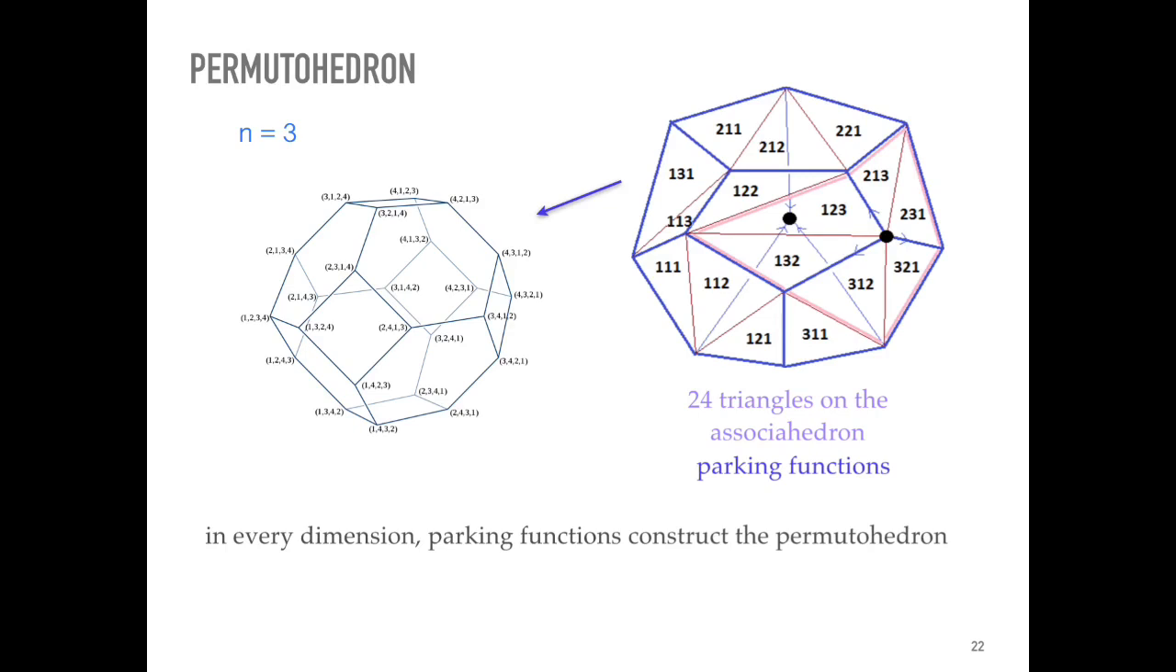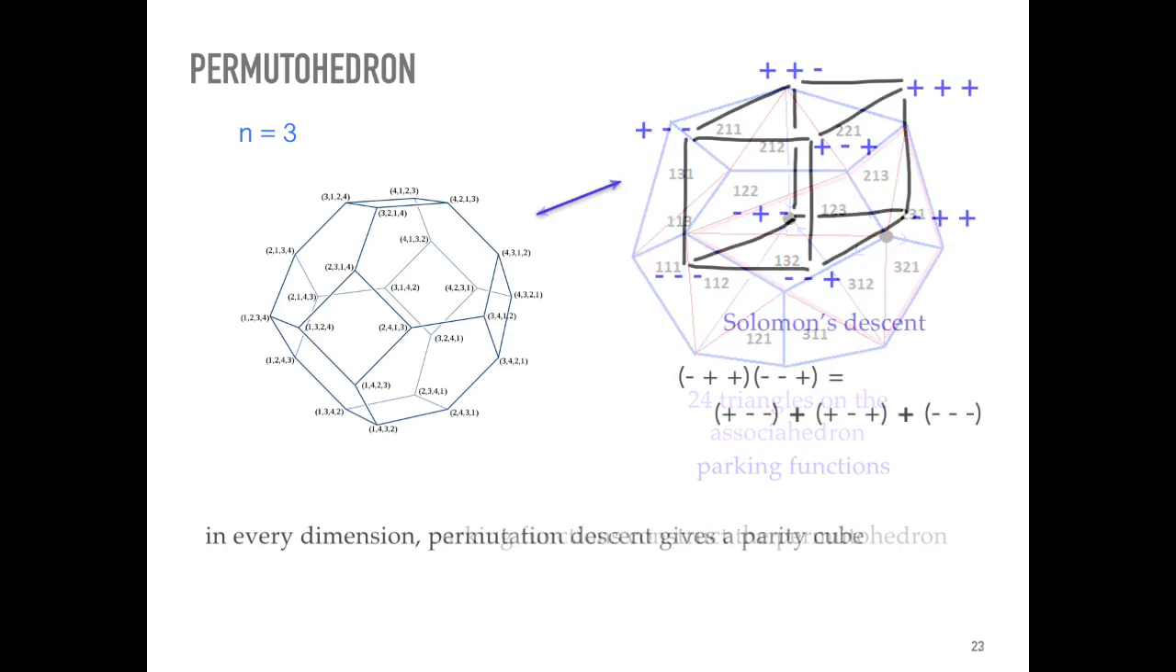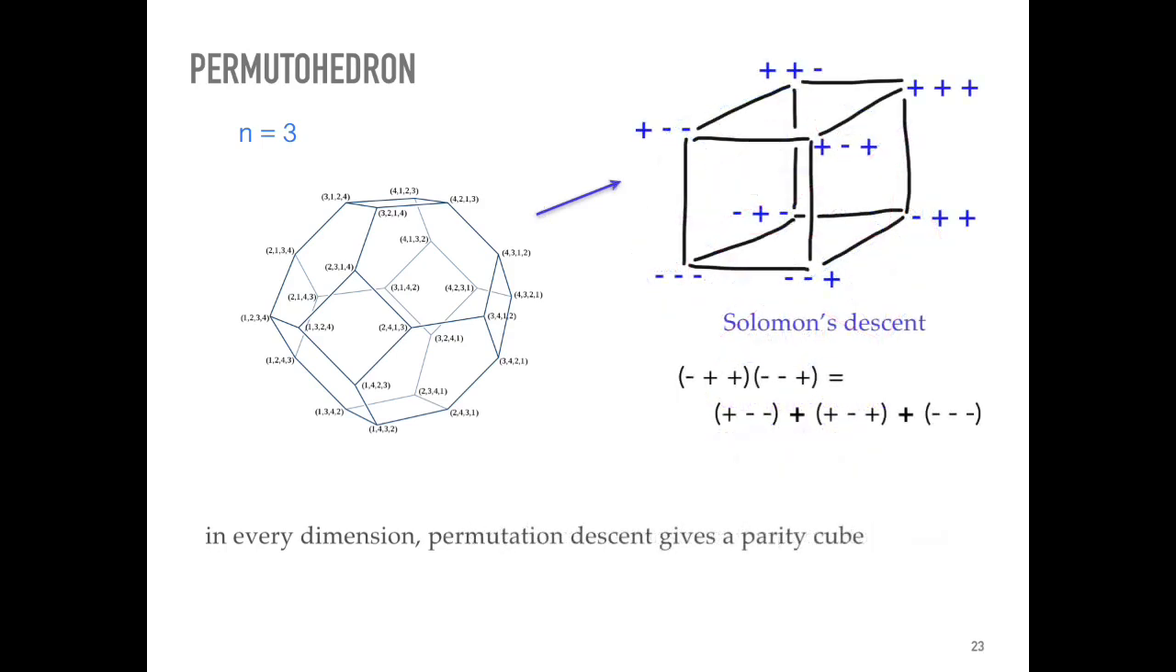Once again, this works in every dimension. It's very easy to define the rule for mapping one polytope to the other and vice versa. And our third special sequence of polytopes is the humble cube.